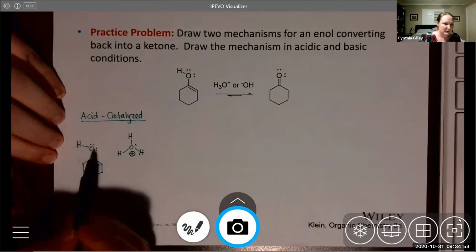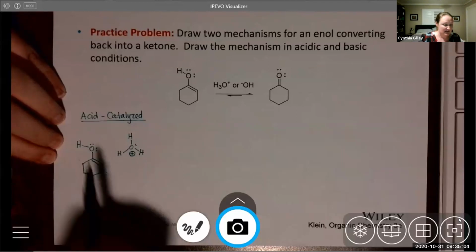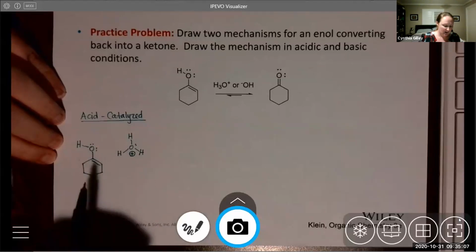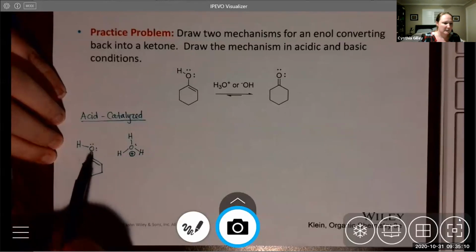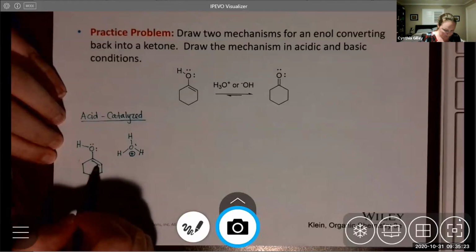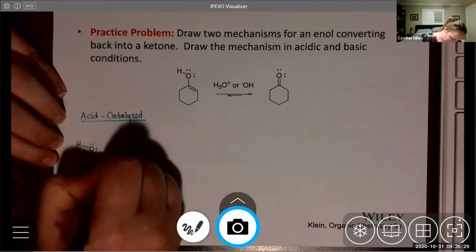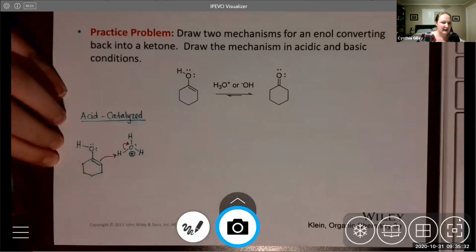Well, it's possible to protonate the oxygen. That doesn't actually lead us anywhere, and that process or proton transfer is reversible. So it doesn't actually help us to protonate the oxygen. But if you recall, looking at the resonance contributors of an enol, the other resonance contributor shows us that the alpha carbon has a partial negative charge and is nucleophilic. So it makes sense to also protonate the alpha carbon. If we use this pi bond as our nucleophile, we can go ahead and pick up a proton at the alpha carbon.